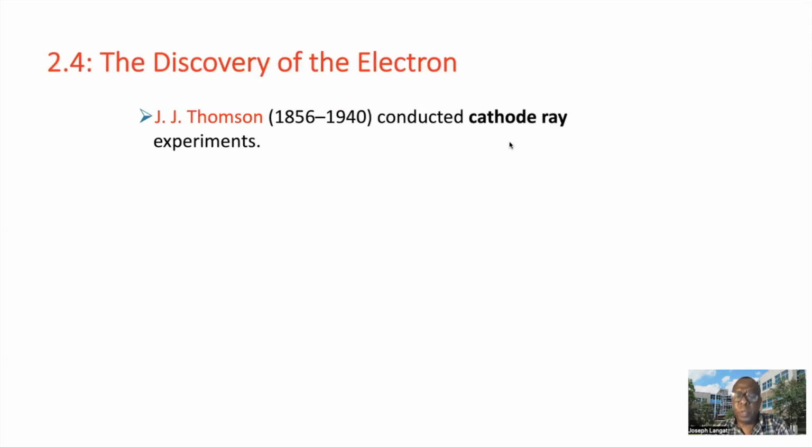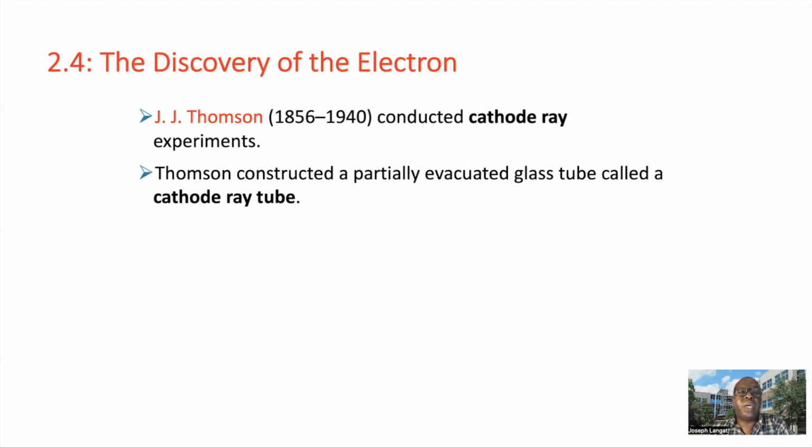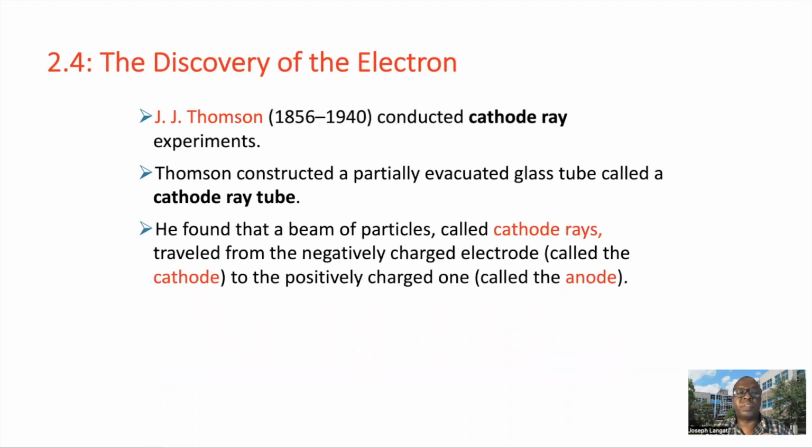He was working with the cathode ray. I will post a video to YouTube on the cathode ray experiment. In his experiment, he constructed a partially evacuated glass tube called the cathode tube. Evacuated means it was a vacuum. There was no air in it. The most important thing is the outcome, what he observed.